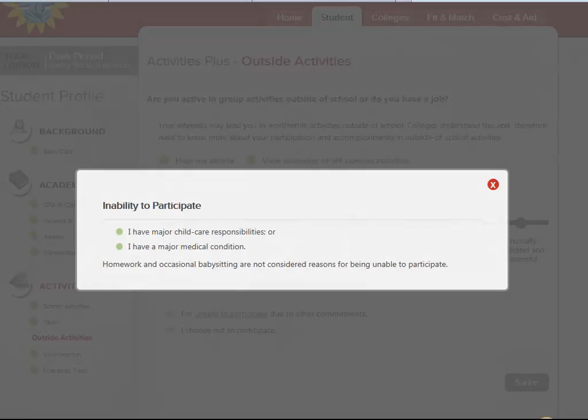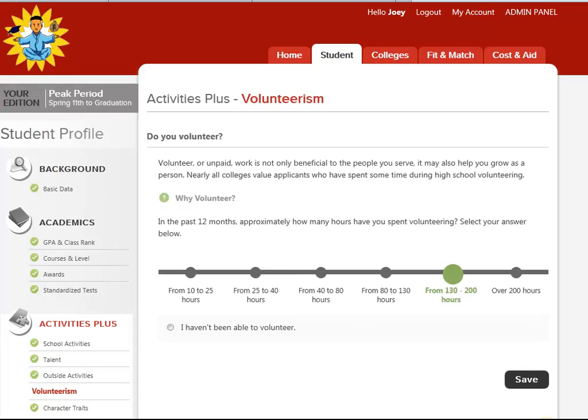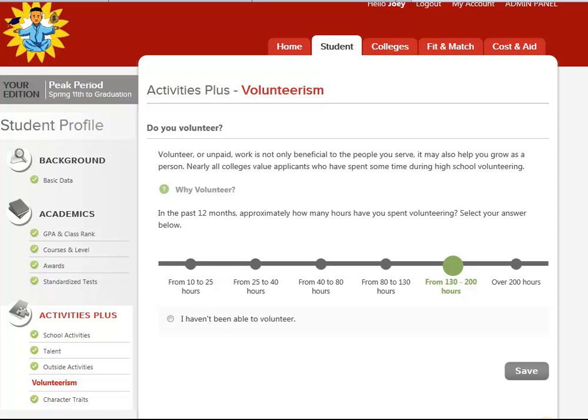What if you can't? Sometimes kids can't participate. I have a kid, not my own child, but a client child who could not participate in outside activities because she had major childcare responsibilities. So that's where this comes in. All this information is then cross-matched against the most recent freshman incoming class.